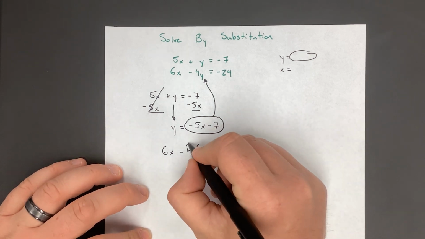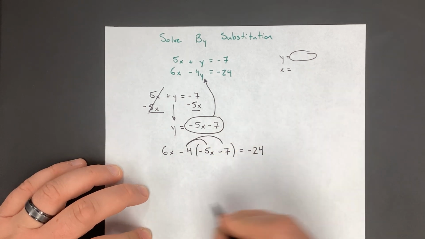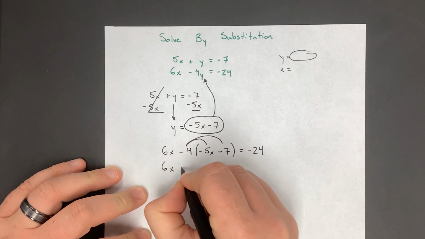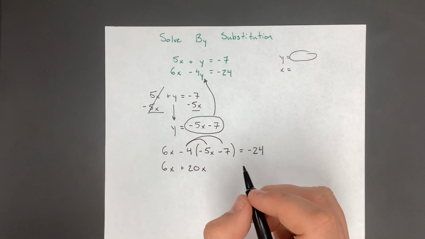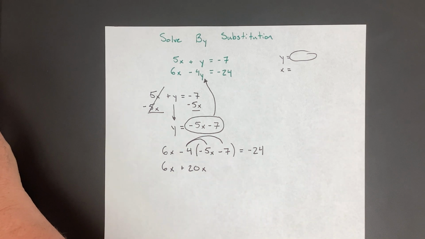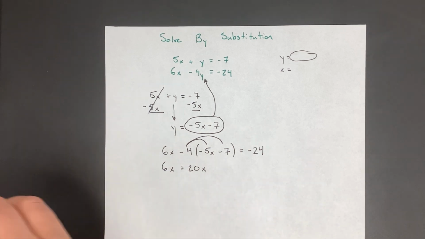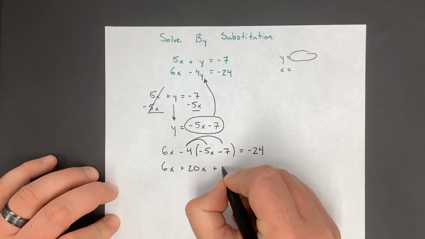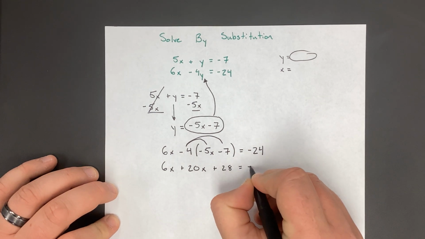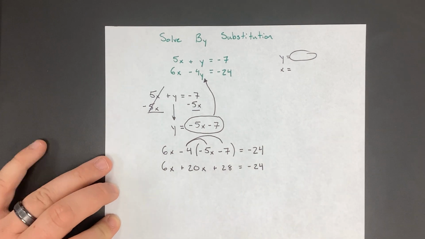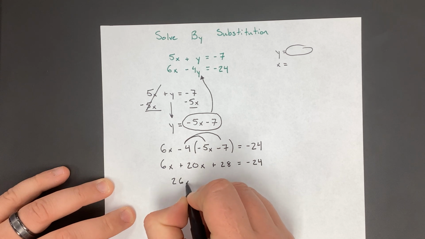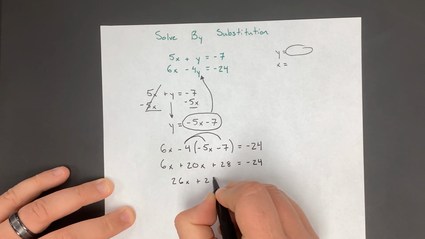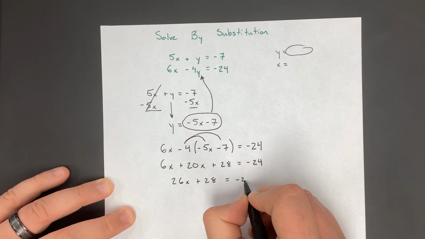I'm first going to distribute this negative 4. So we'd have 6x plus 20x plus 28 is equal to negative 24. I'm going to combine my like terms. So we have 26x plus 28 is equal to negative 24.